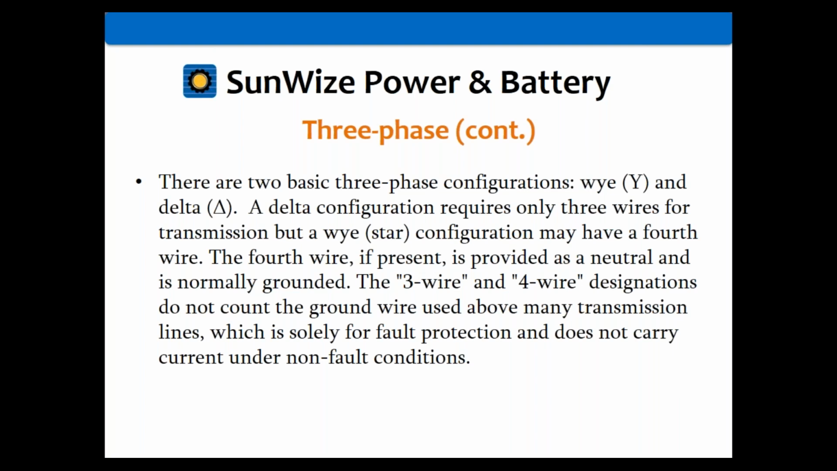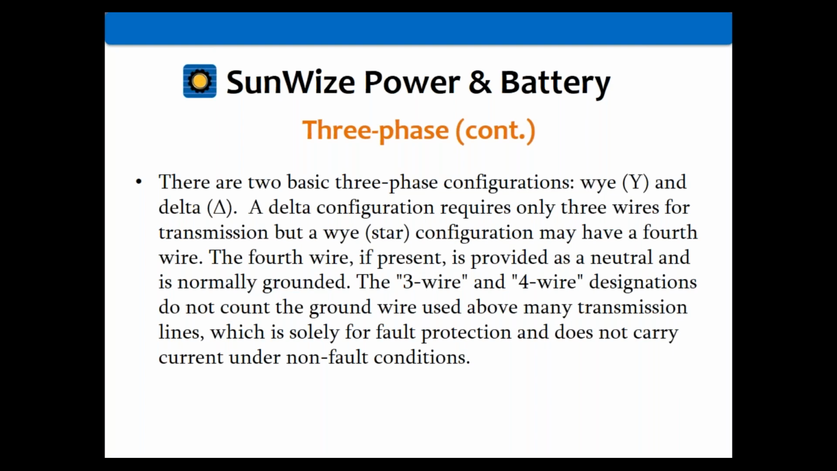Note that both of these always have a ground wire. The ground wire is not connected to anything. It doesn't need to be. In the case of a Y, it could be connected to the neutral point, grounding it. But again, it doesn't have to. And that ground wire is always there, but it's always separate. So we don't think of that when we start talking about three-wire or four-wire.